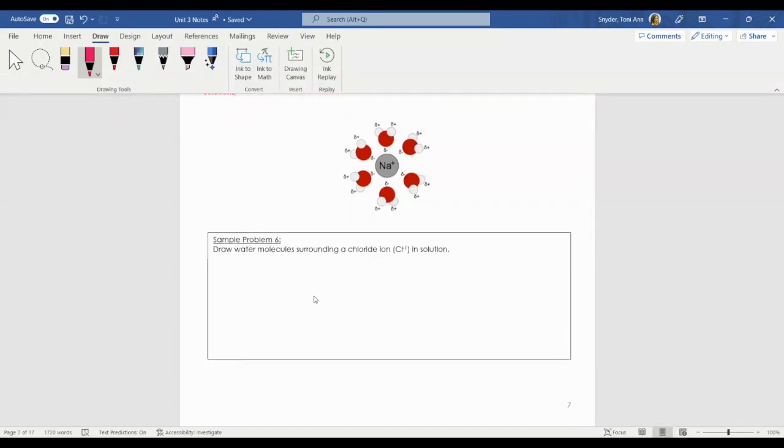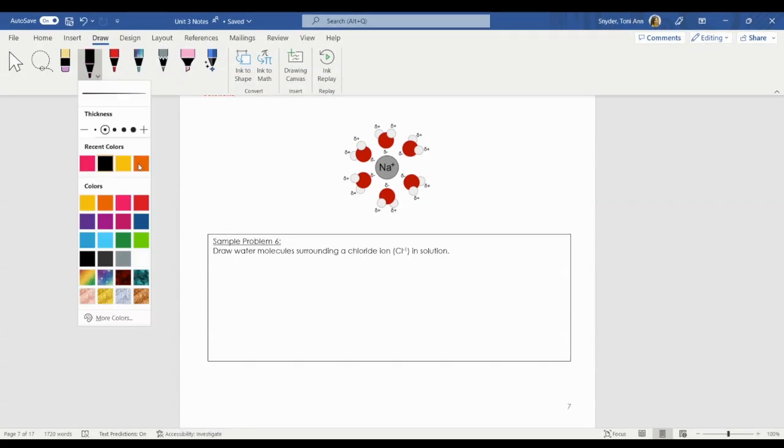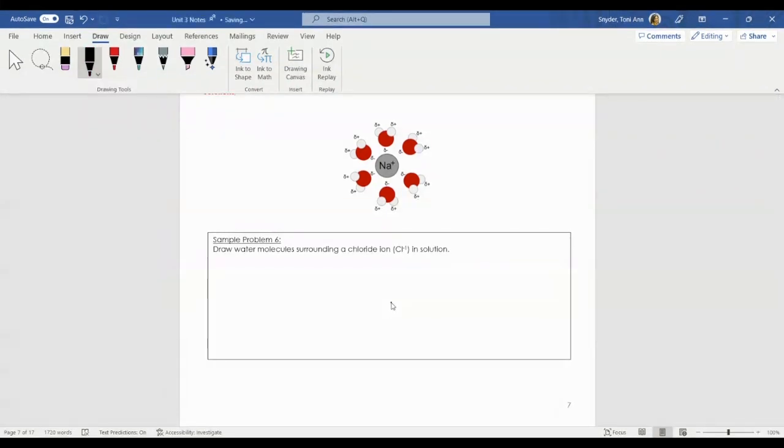So let's use that and draw water molecules that are surrounding a chloride ion. The chloride ion is, of course, negatively charged. So let's take my Cl-1. And I'm going to make this guy a little bit bigger.